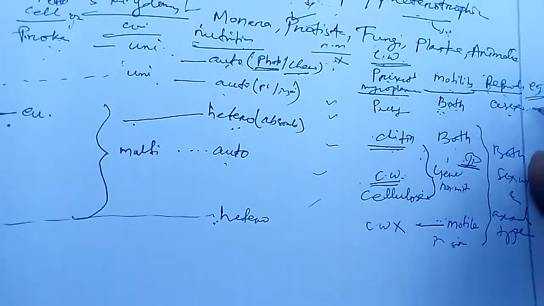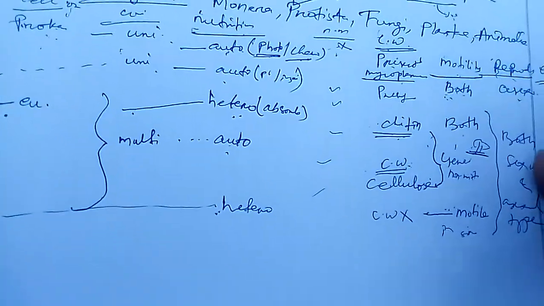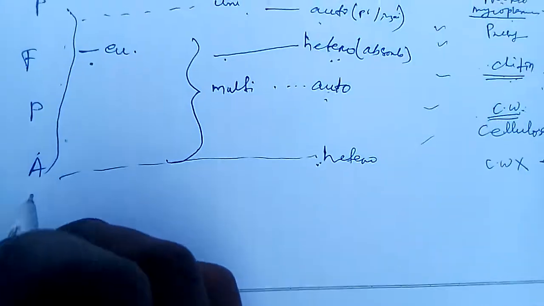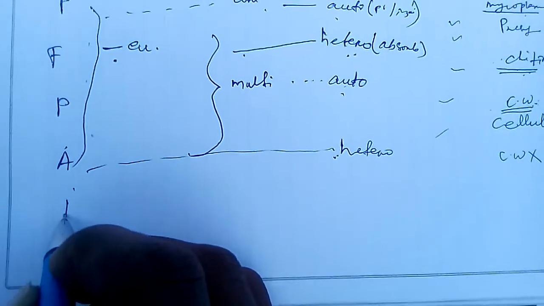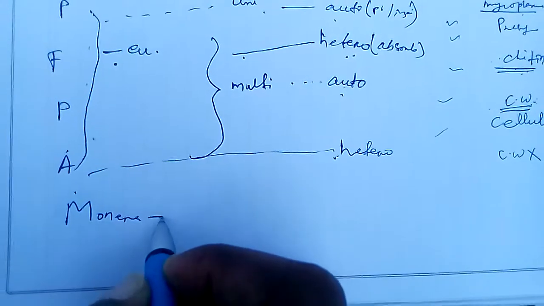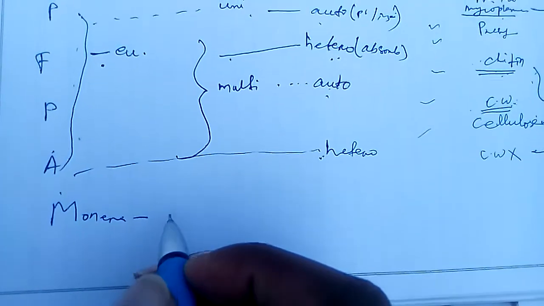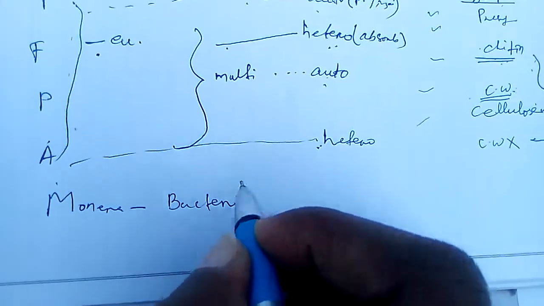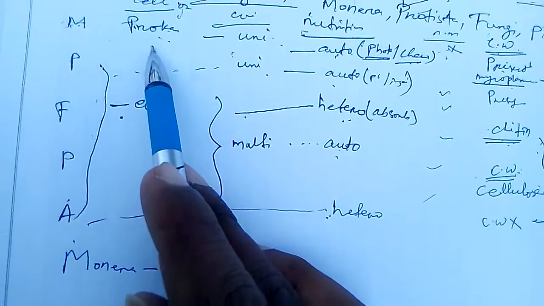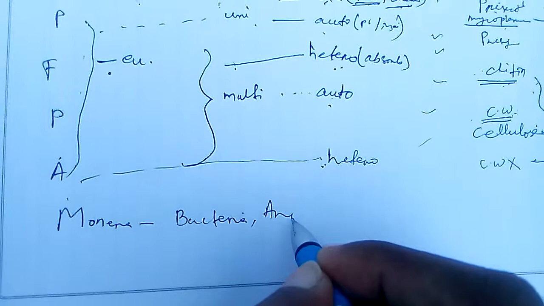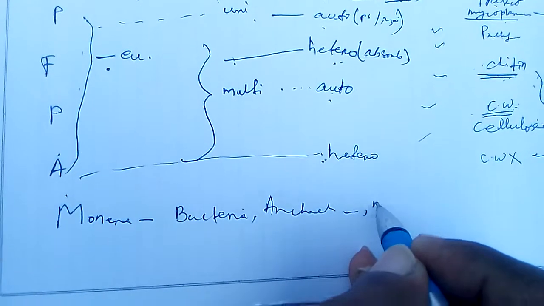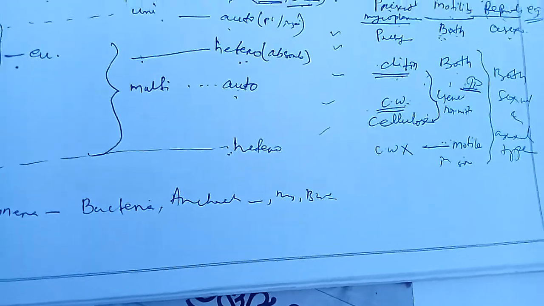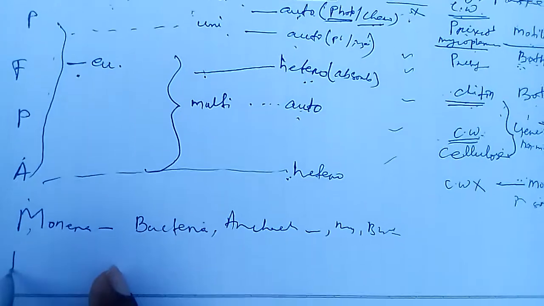Then if you write examples, this will be another point. Here, because of the shortage of space, I am writing below. I am writing examples of Monera first. As we discussed, all prokaryotes are included in Monera, so examples of Monera are generally bacteria. What are the examples of prokaryotes? Bacteria, archaebacteria, then mycoplasma, blue green algae, etc., are some examples of Monera. Then after Monera, examples of Protista.